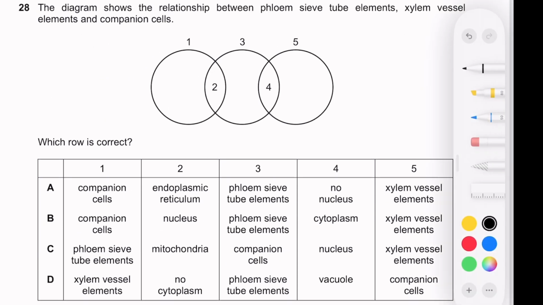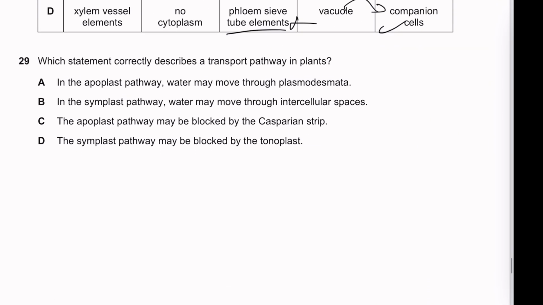Now, the diagram shows the relationships between phloem sieve tube elements, xylem vessel elements, and companion cells. Which row is correct? 1 is companion cell, endoplasmic reticulum, phloem sieve tube element. No nucleus, that is totally right. Cytoplasm is not found in the xylem vessel element, and nucleus is not found in the vessel. Vacuole is found here, but is it found in the phloem sieve tube element? That is wrong. Therefore, A is the right answer.